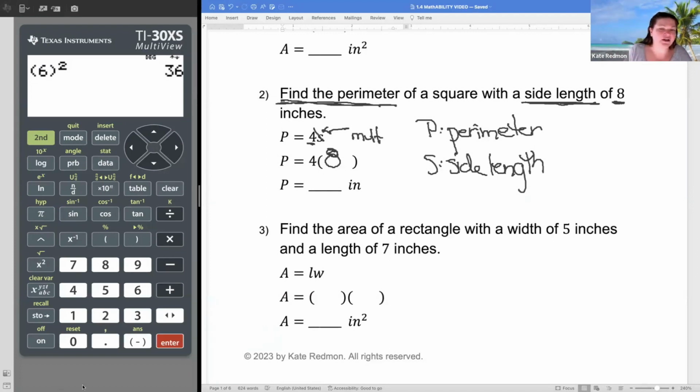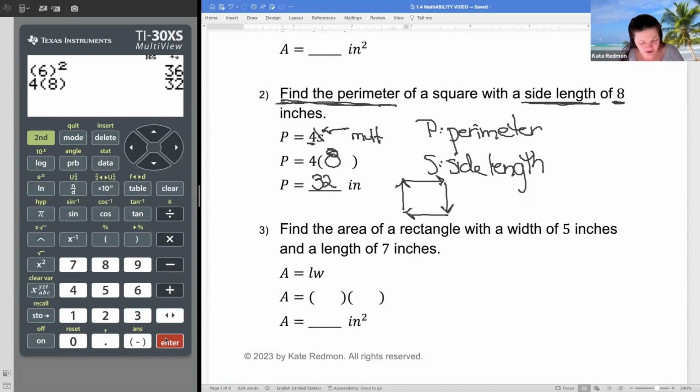And now that's just calculator work. 4 times 8 is 32. Now this time perimeter is measured in straight inches, not square inches. Again, just let it wash over you. But that's because when we look at the perimeter, we're going around the outside. So many inches plus so many inches plus so many inches plus so many inches. Not measuring squares, measuring lines.